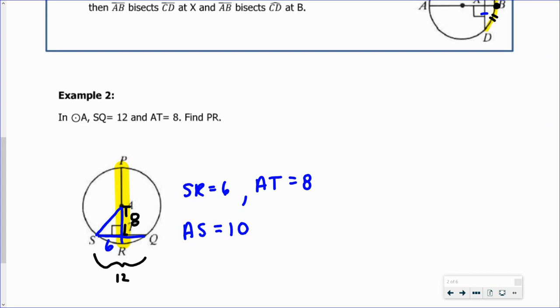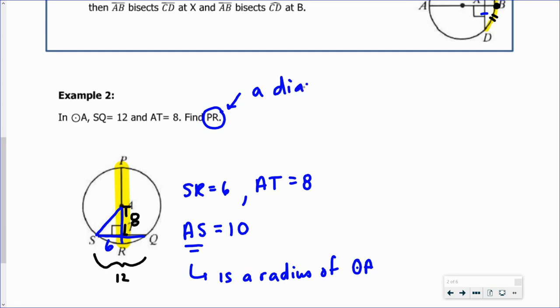Now, the interesting thing about segment AS is that it is a radius of circle A. What we're trying to find is the length of PR, and PR is a diameter of circle A. So since AS is a radius and that's equal to 10, 2 times the radius should give us the length of the diameter. So PR is going to have to equal 20.